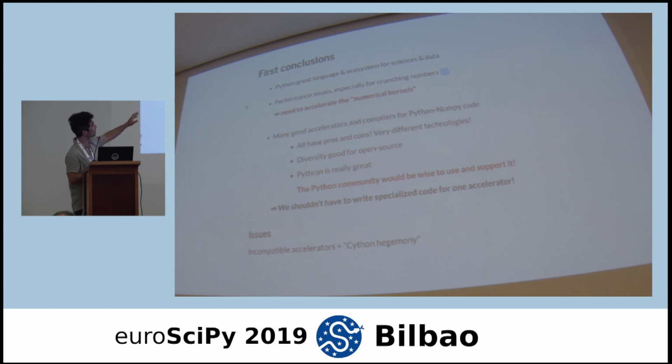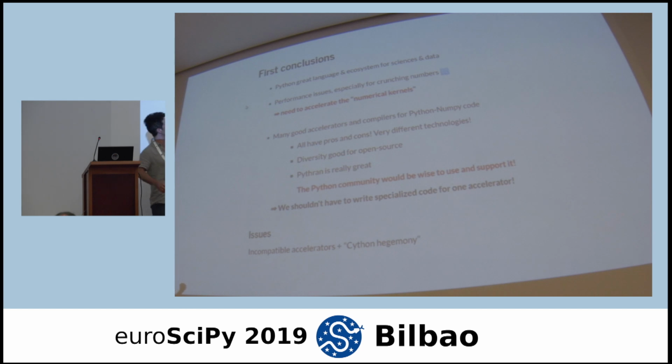There are good compilers for Python. And the three compilers that I told you about use very different technologies, and this is really good, because diversity is good for open source, so we have to use it. And Python is really great, so it is wise to use it and to support it. And it's really a link with the modern C++ community, which is good for our community.